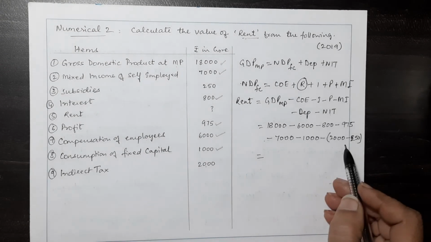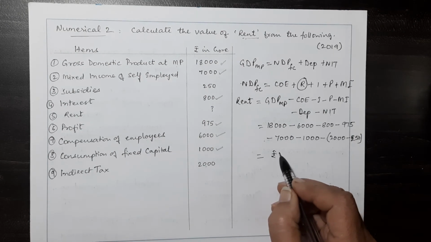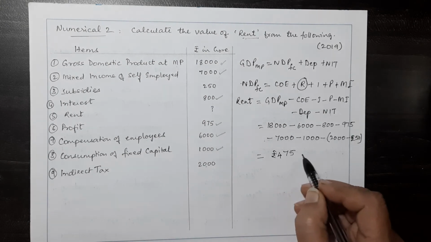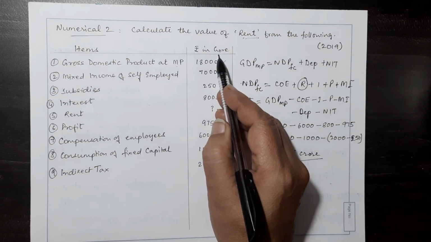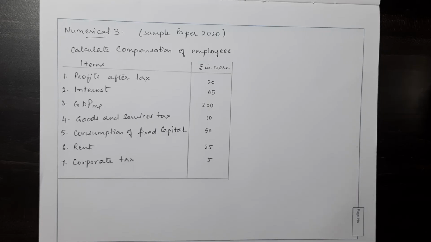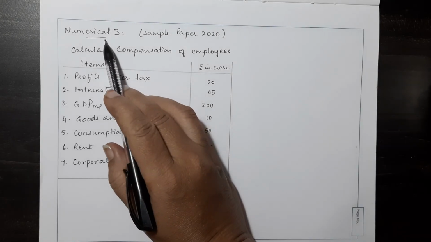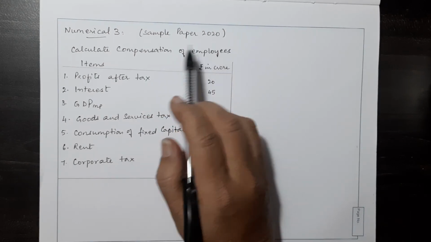So after putting in the values over here, we get 475 crore. Okay, so this is important because we are given in crores. So that's how we'll arrive at the rent. Let's now solve another numerical, which is taken from the sample paper 2020.